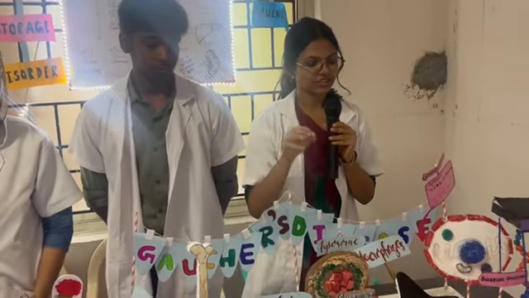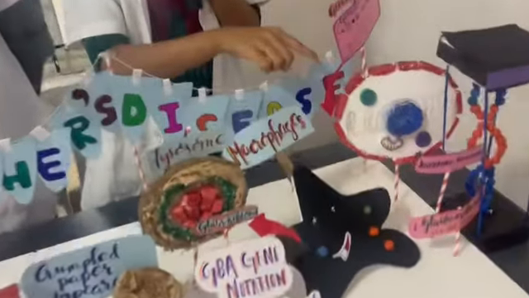Guys, our topic is Gaucher's disease. So let's see the discovery first. Gaucher's disease was discovered by Philip Gaucher in the year 1882. This disease is actually an accumulation of glucocerebroside. Glucocerebroside is there on the cell membranes.